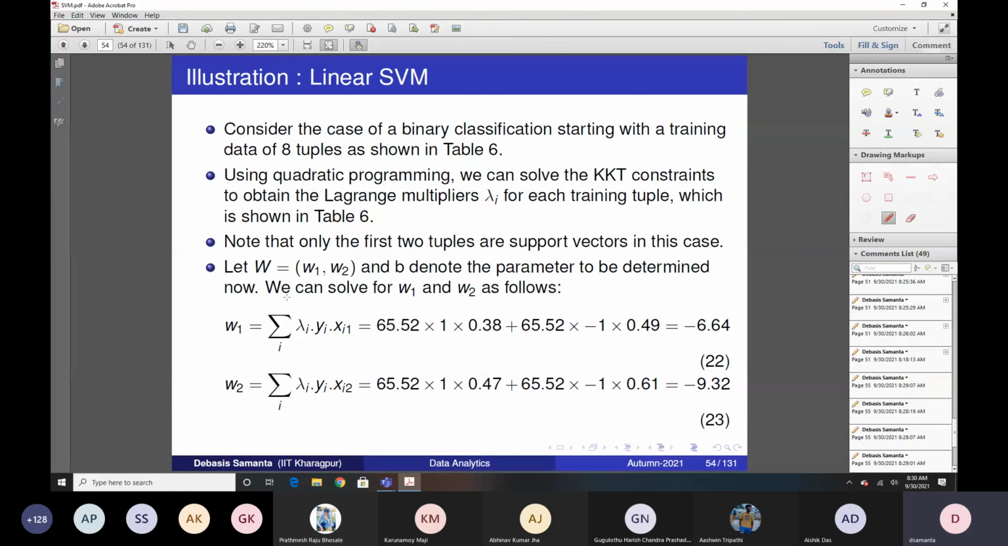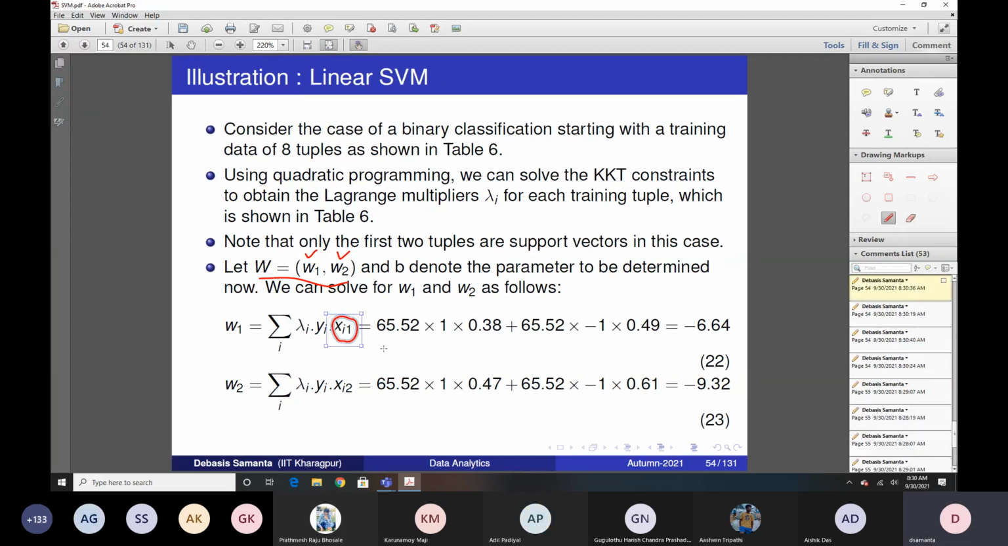Now you see, as I told you, in order to get the W values, we have to apply the lambda I. The W value, as you know, is a vector, so it has two components, W1 and W2. That means there are two unknown values. Now W1, if you see, we take for each training vector the first component, xi1. That means it is the first component of the first training data.